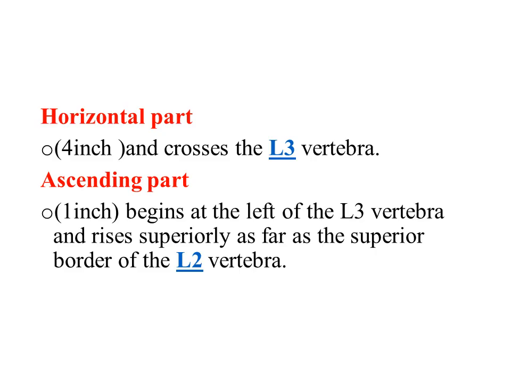The horizontal part is 4 inches and crosses at the level of the L3 vertebra. The ascending part is 1 inch, begins at the left of the L3 vertebra and rises superiorly as far as the superior border of the L2 vertebra. Duodenojejunal flexure.